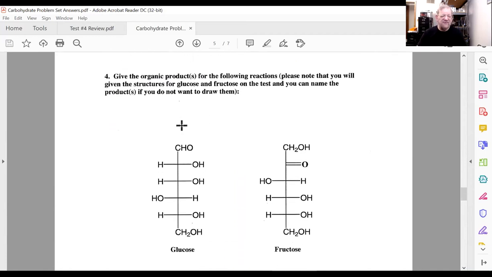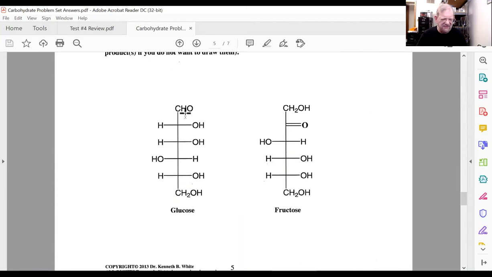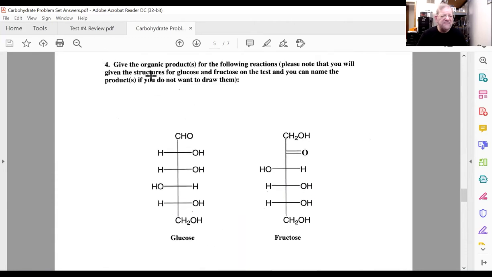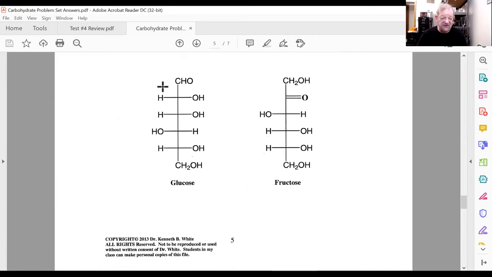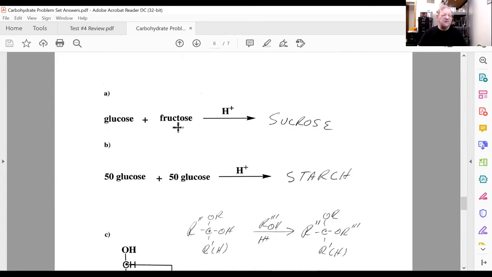All right, given the following molecules, which I won't do on a test, but I thought I'd do it here. You can draw them or you can name them if you want. That will be something different on test number 4. If we look at the following, glucose and fructose, what do you get? Sucrose. A lot of glucose together, what do you get? Starch.